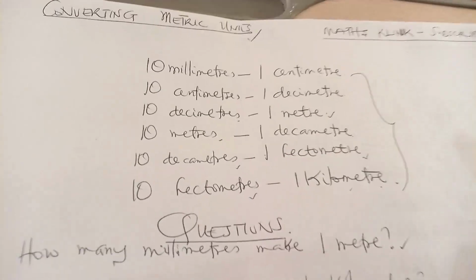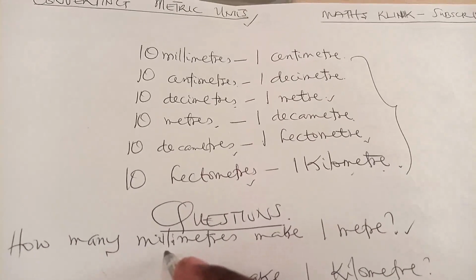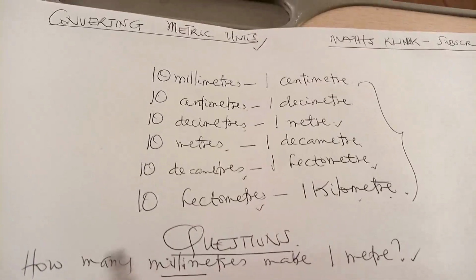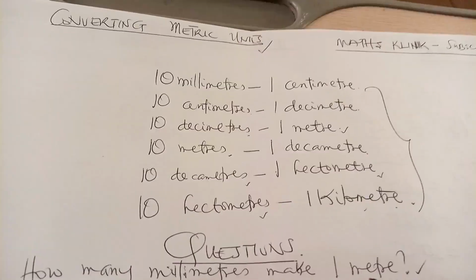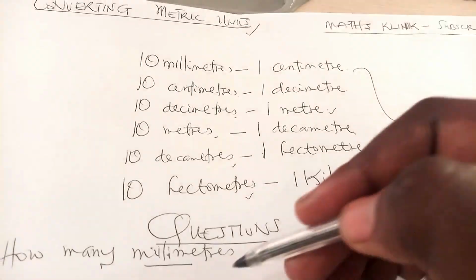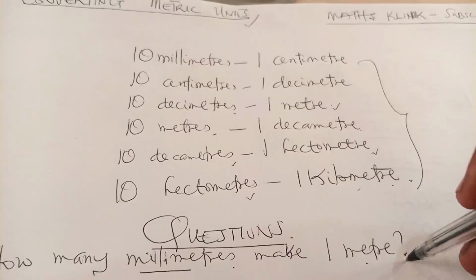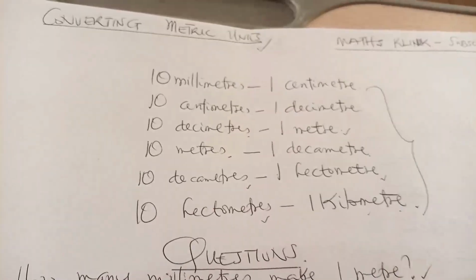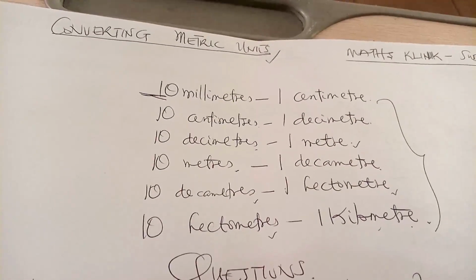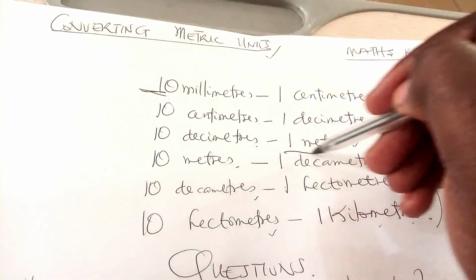From this table, the trick is so simple. Always identify the metric unit in question on your left hand and the metric unit in question on your right. This is what I mean. We want the number of millimeters that will give us 1 meter. So to our left, this is our millimeter. And to our right, where can we find the meter? This is the 1 meter.